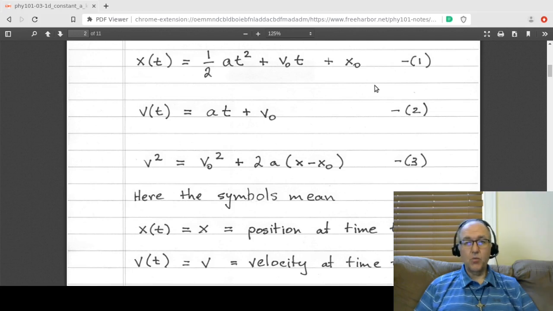Here's the first kinematic equation. We're actually going to call it equation number 1. And when I solve problems later on, I'm going to refer to equation 1, equation 2, and equation 3. Okay, and here's equation number 1.